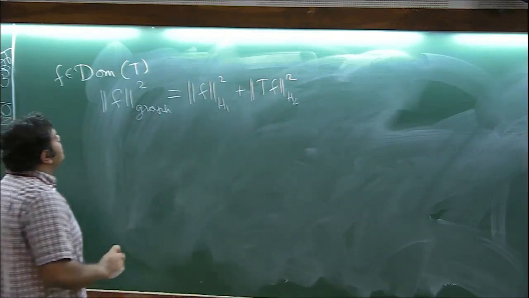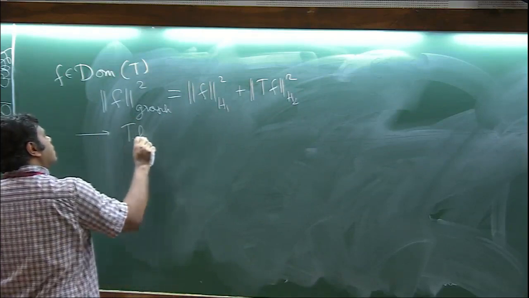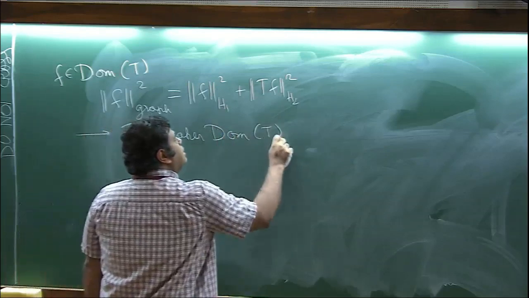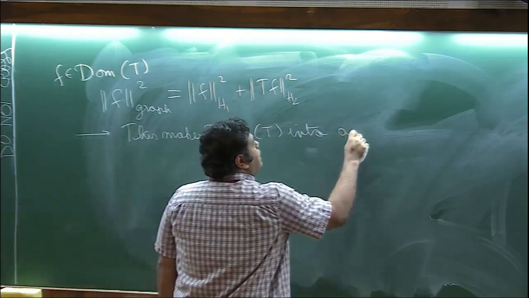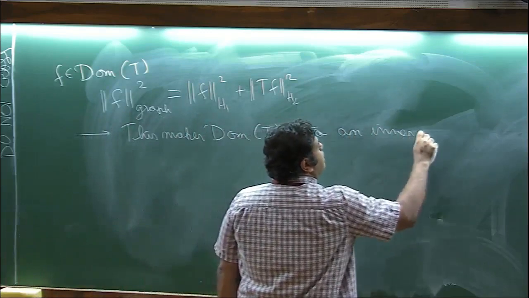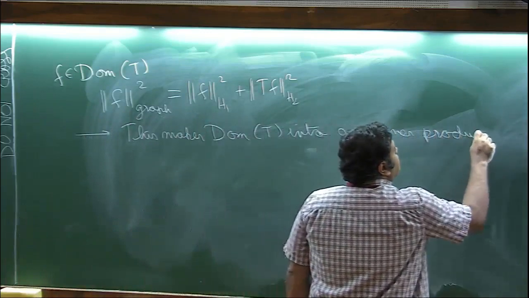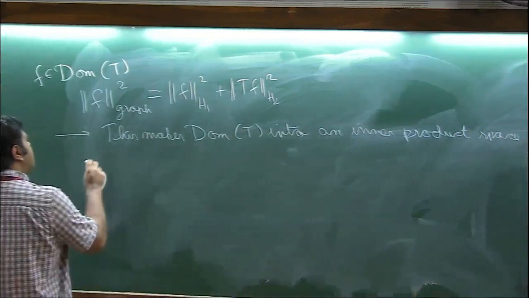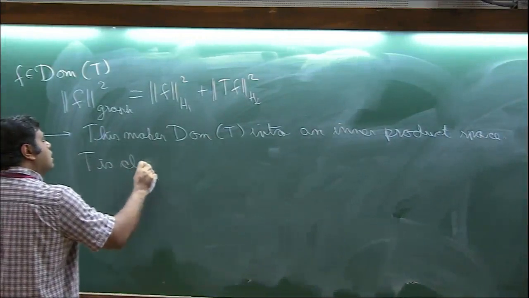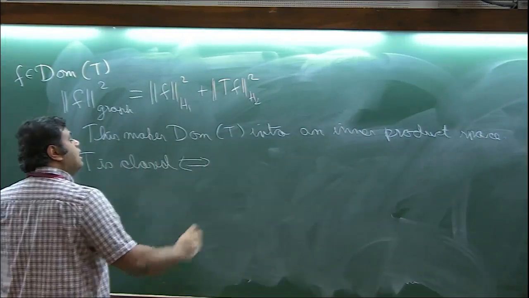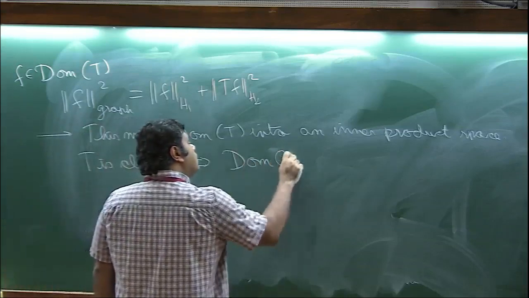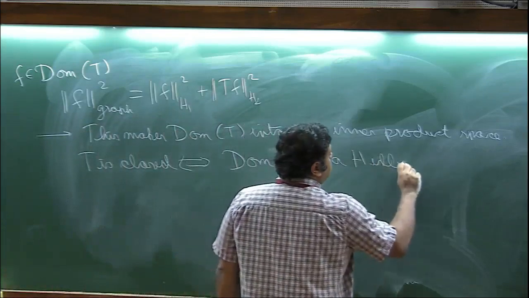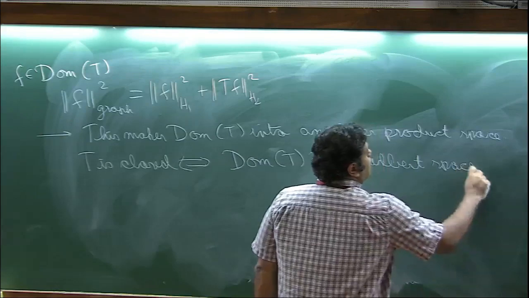With this, domain of T becomes an inner product space, with an obvious inner product, and I leave it to you to check. T is closed means that domain of T is a Hilbert space, that is, it is complete in the graph norm.